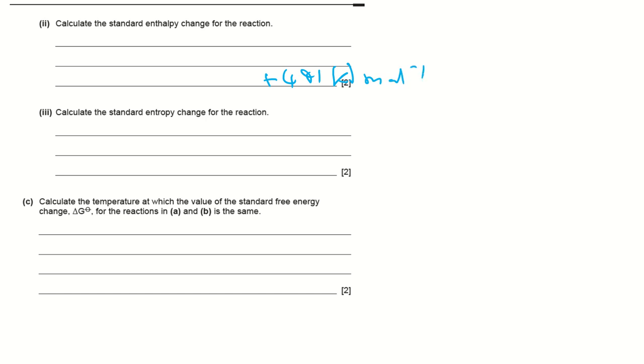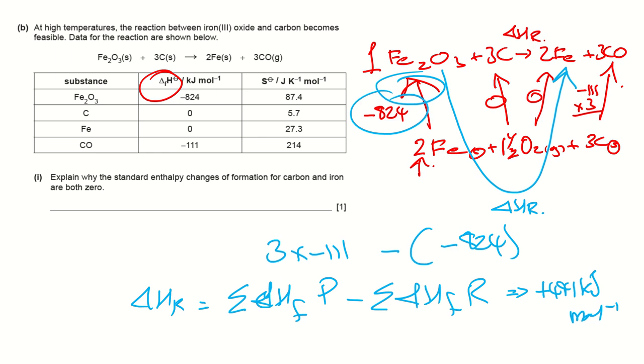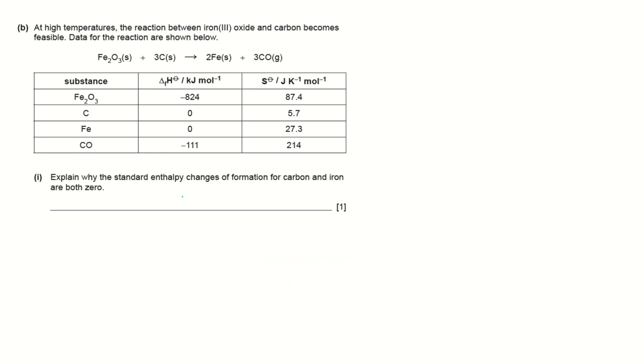The next thing they ask us to calculate is the entropy change. So we're going to go to the next column across in the same table, but we're going to go to the entropy values. Okay, so remember entropy, change in entropy, or delta S, is equal to the sum of the entropy of the products minus the sum of the entropy of the reactants. So let's just do that very quickly.